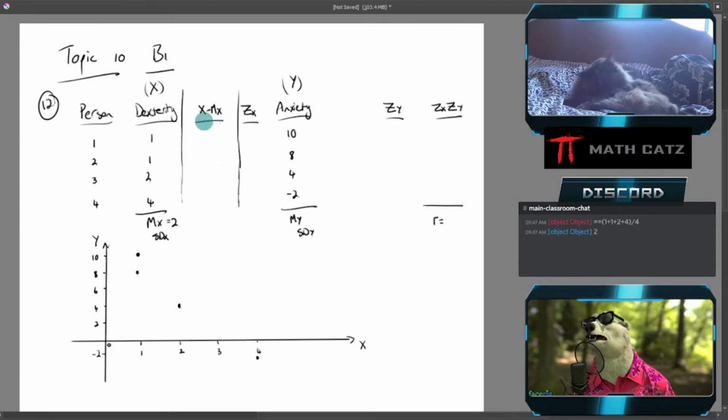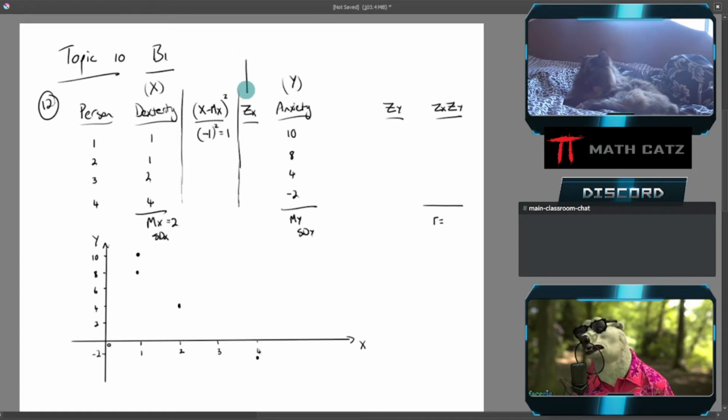So the deviation from the mean, the x-score minus the mean, will be -1. Then I'm just going to do it like this because I don't have space. Then I'm going to square that to get, in this case, just a 1.